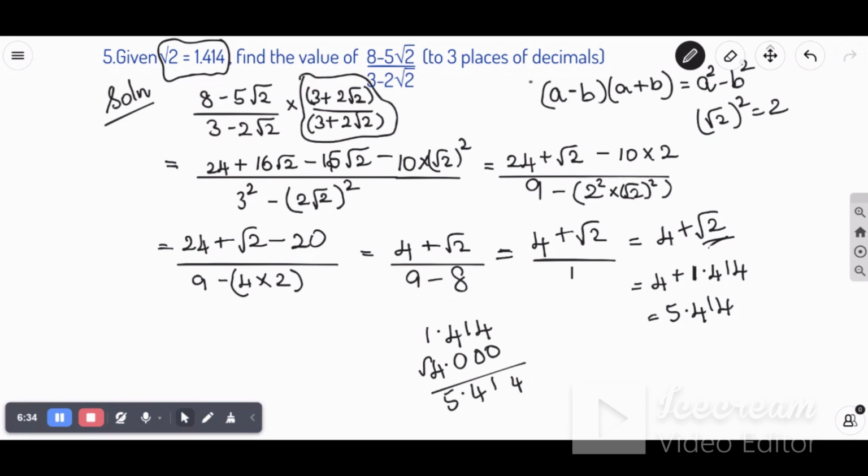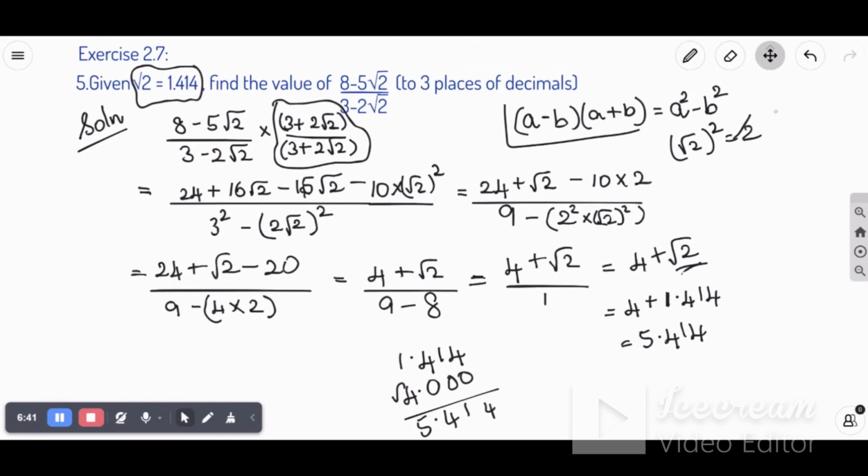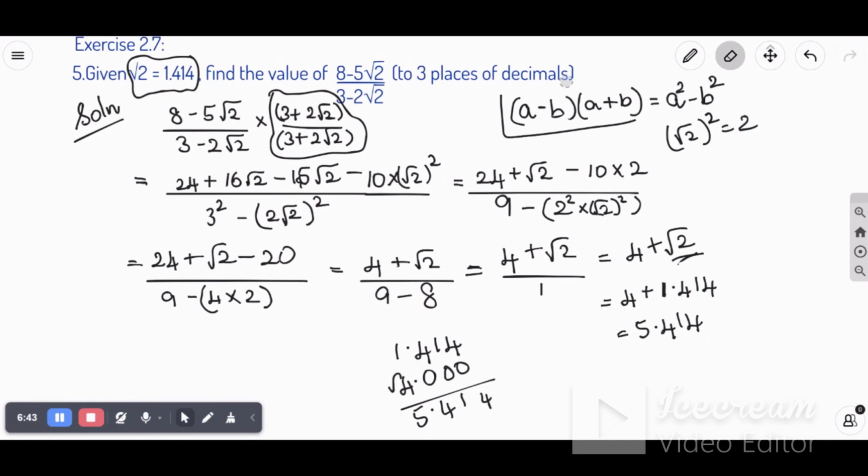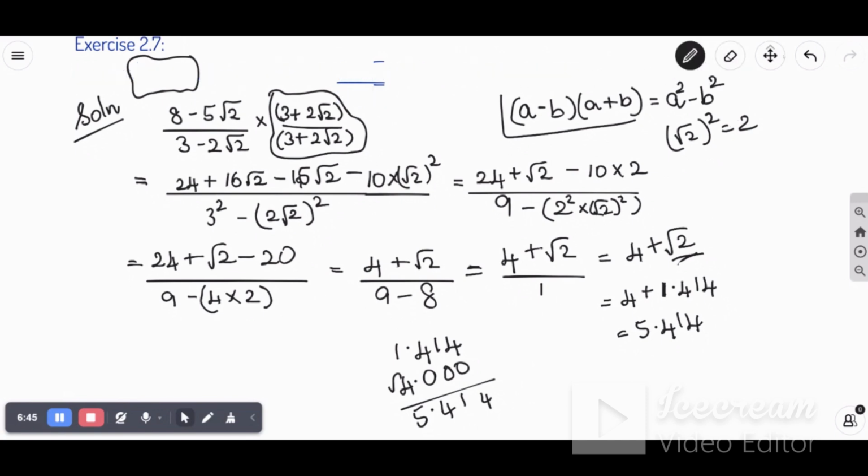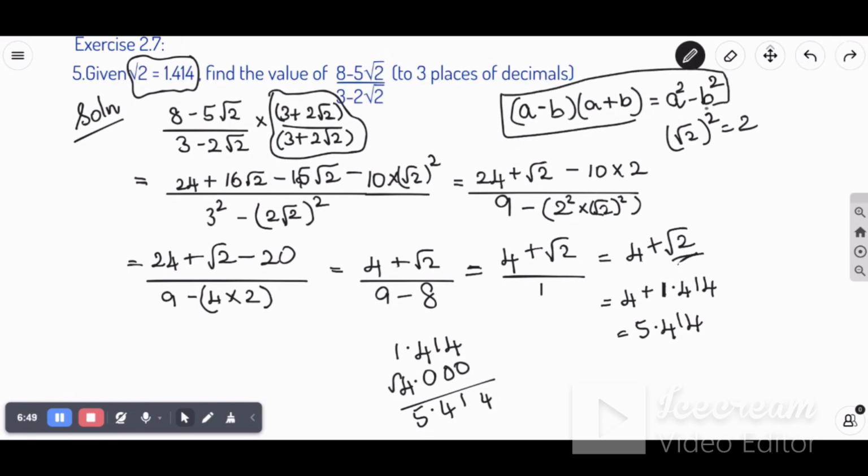So what you have to do is just take your conjugate and multiply. You will always apply the formula a square minus b square. A minus b into a plus b is equal to a square minus b square, and keep on simplifying. You will end up with some surds, and then apply the value of the surd, and you will end up with your decimal number.